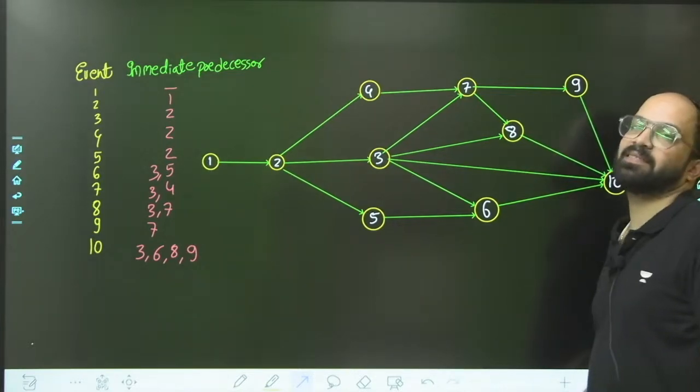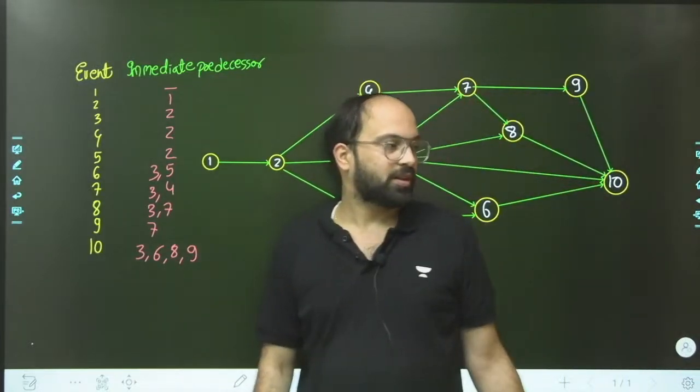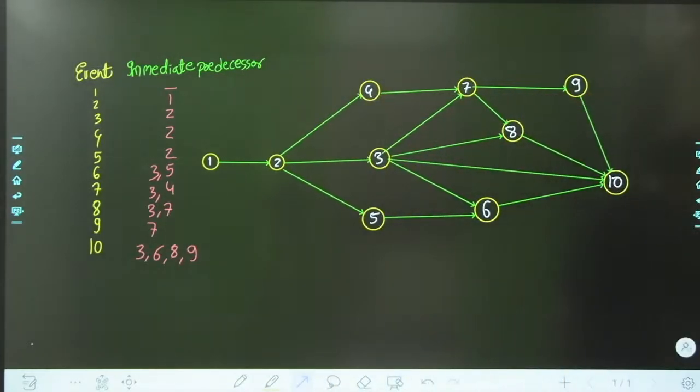So this is the correct network and it is very simple. With the help of events you can easily draw the network. Any doubt with this? If you have any doubt you can ask me. Have you any doubt in this network? Tell me. If you have any doubt you can ask. So done.